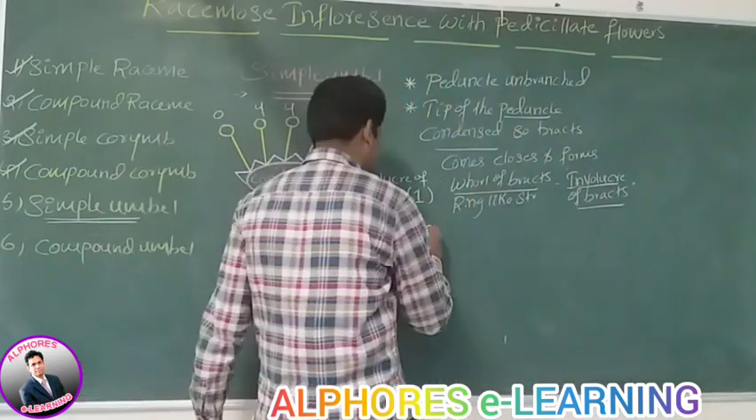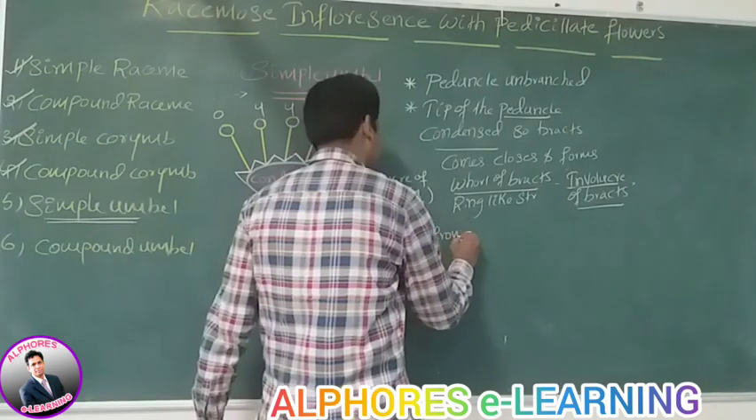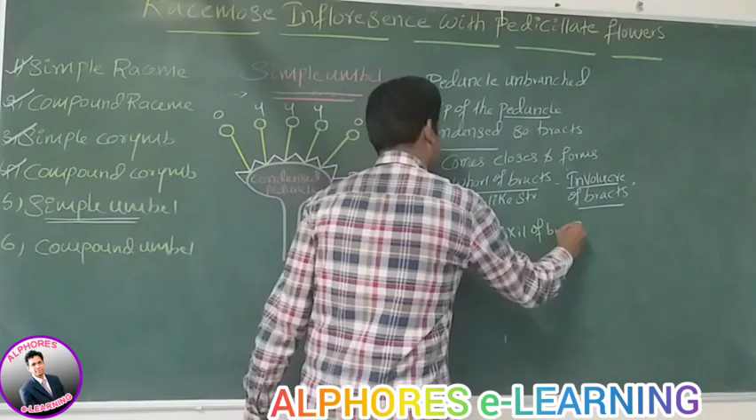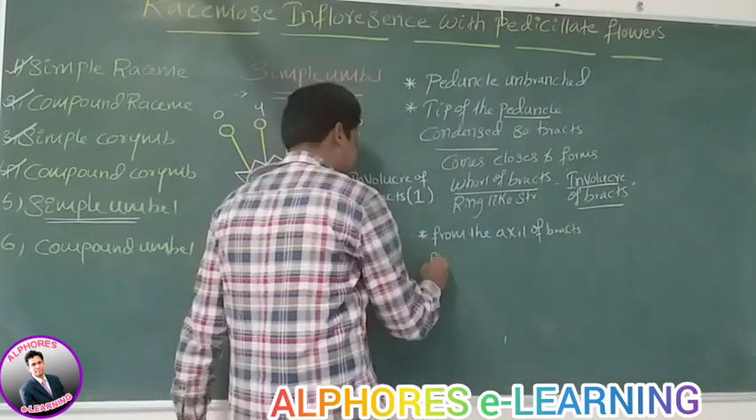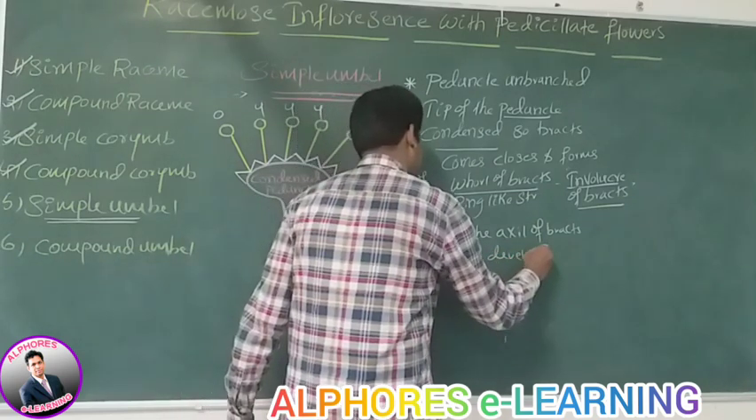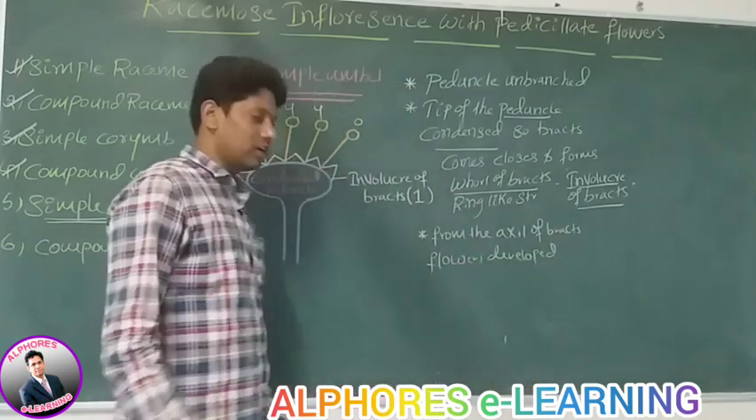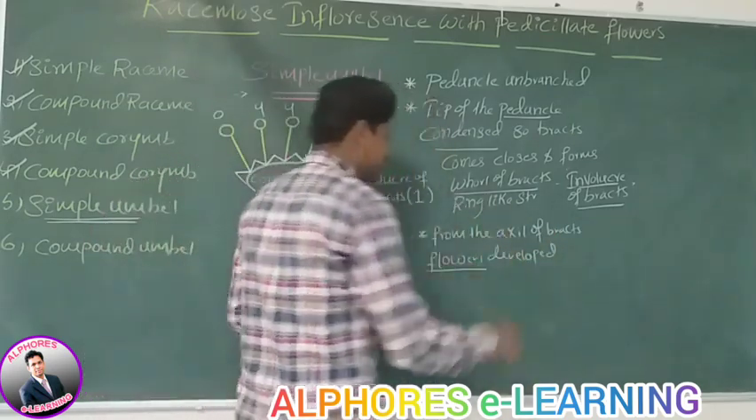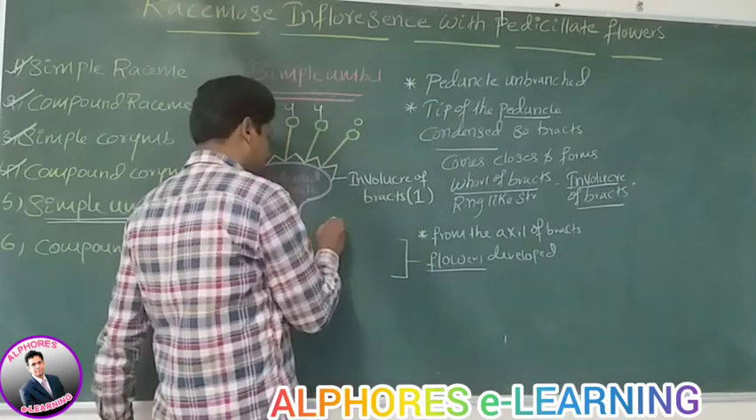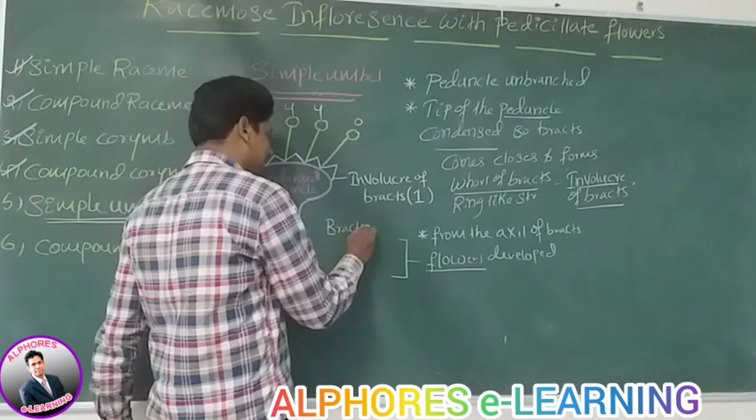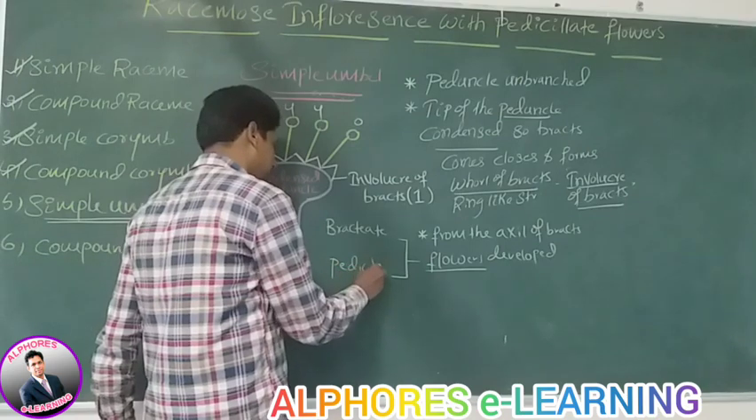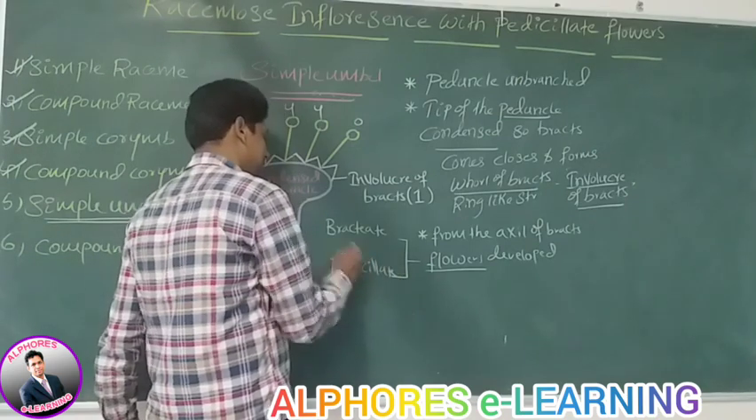From the axil of bracts, what are developed? Flowers are developed, right? How are these flowers? These flowers are bracteate flowers and they are pedicellate flowers. Bracteate means with bract. Pedicellate means with pedicel. With pedicel. Yes or no?